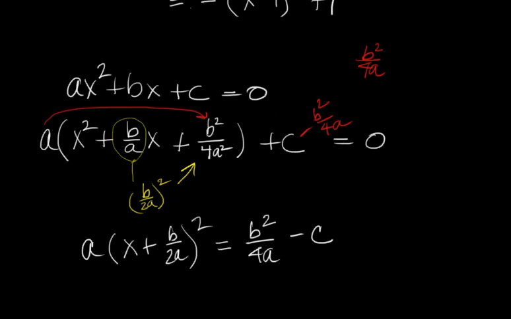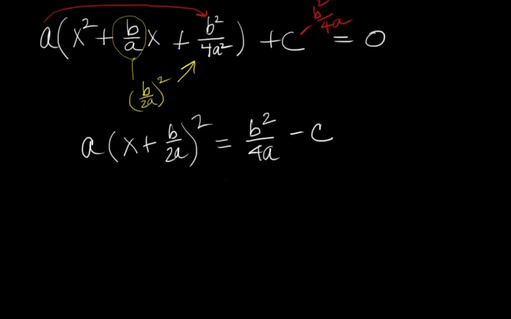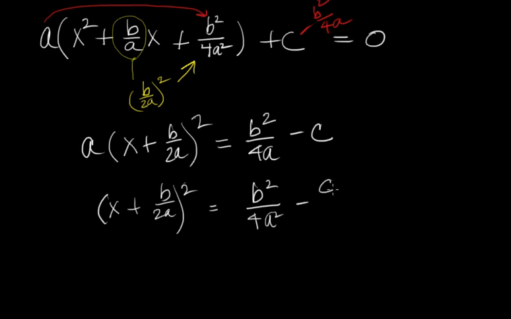Okay, so we want to finish solving. So I divide both sides by a to get my perfect square on the left. So I have x plus b over 2a, the quantity squared, is equal to, and I have to divide by a, the whole right-hand side. So I have b squared over 4a squared minus c over a. So let's add those together.